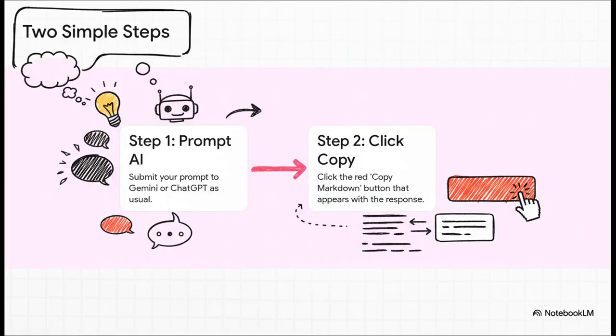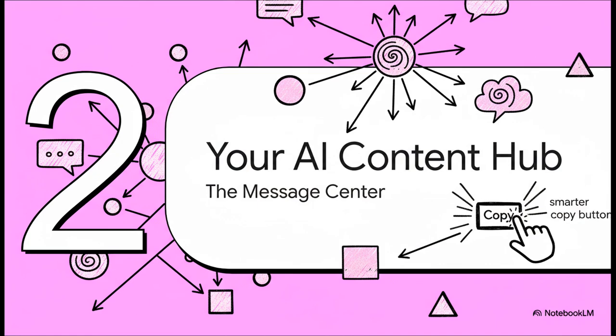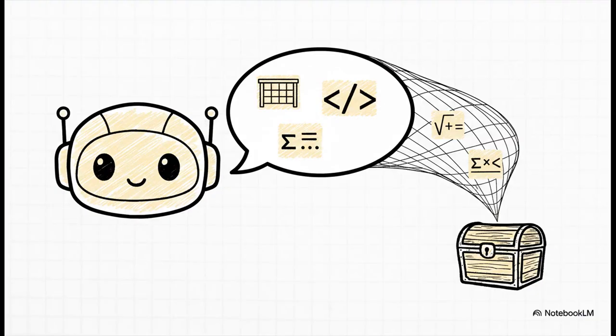And using it could not be easier. Seriously. You just do what you always do, prompt your AI, get your response, but then you'll see this new red button pop up. Instead of the usual copy button, you just click that one. That's it. That is the entire manual process. But here is where it gets really cool. This tool is more than just a quick fix for your copy-paste problem. It actually becomes a sort of command center for all of your AI chats, and that unlocks something even more powerful.